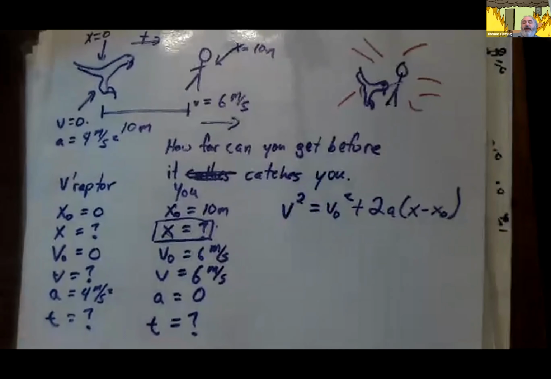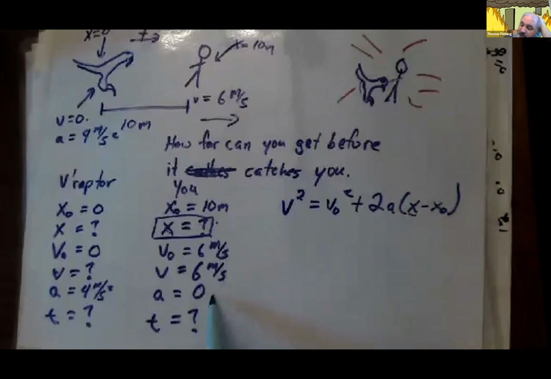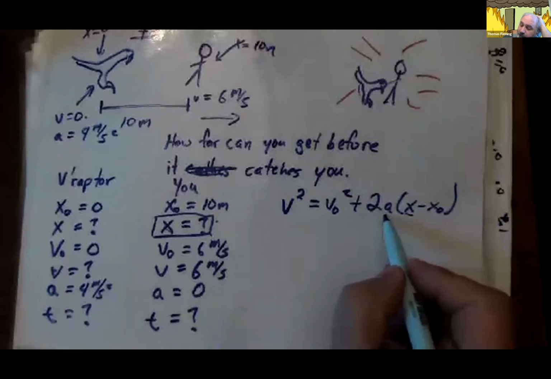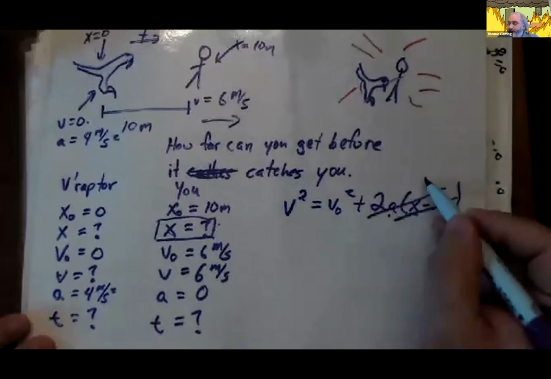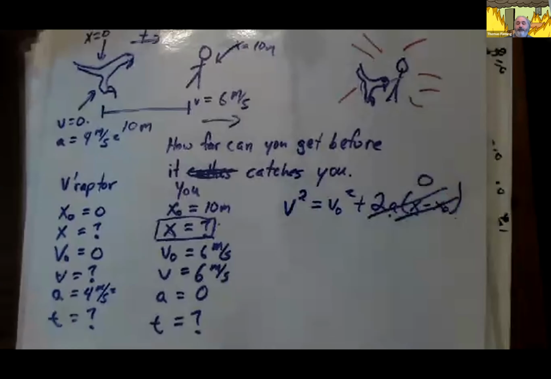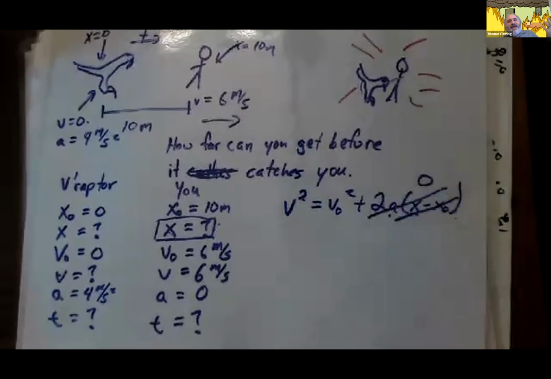So my first inclination might be to try to leverage this equation to solve for x final. But I'm going to run into a problem when I try to do that. The problem is that in this particular example, my acceleration is 0. If I plug in 0 for a, I'm going to have 0 times all of this stuff. This whole term gets wiped out, and unfortunately, when that term gets wiped out, it takes the thing I'm trying to solve for with it. Suddenly, I can't solve it anymore.